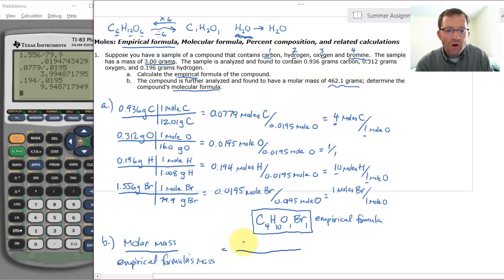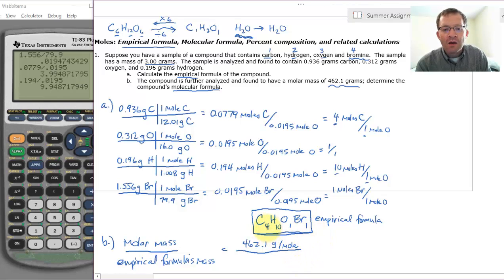Okay? So 462.1 grams per mole is the molar mass of the eventual compound we're trying to figure out. And on the bottom is the empirical formula's mass. So to get that, we need to go back to our periodic table's masses. We've got them all written down here already because we used them earlier to do our conversions from moles, right? And we need to add up the mass of this formula that we just figured out, C4H10OBr. We need to add those all together.